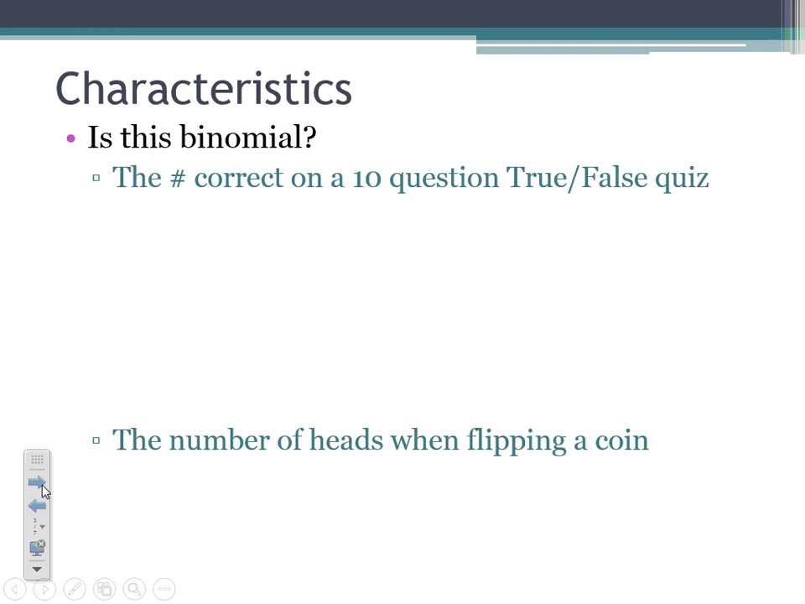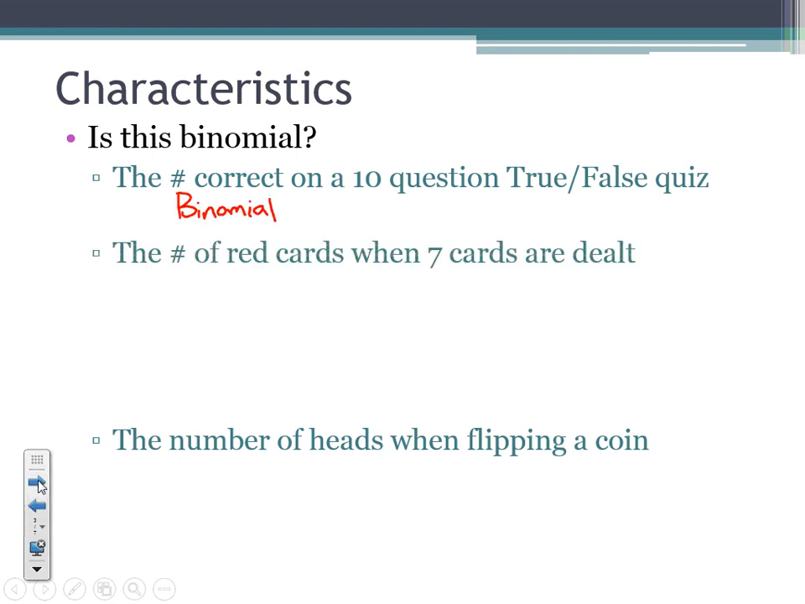We have 10 questions, so we have a fixed number of trials. And if we think about a true-false quiz, all of those questions have the same probability if you just flat out guess, right? Since it's true-false, it'd be 50% for every question to be correct. So if we look at setting number one, we would say yes, this is binomial, meeting all three characteristics that we want to see.